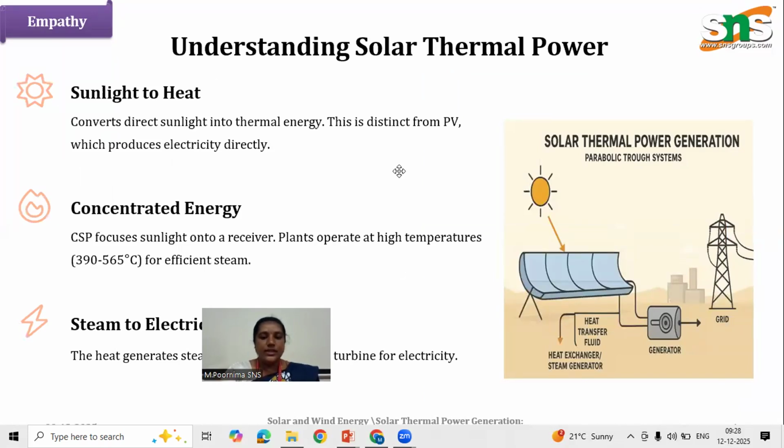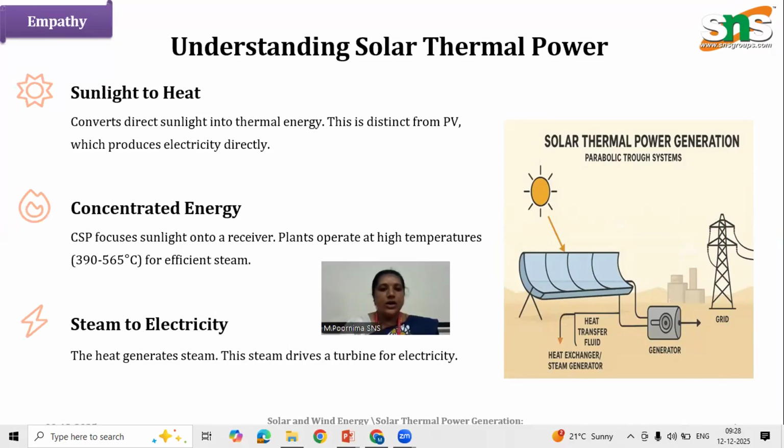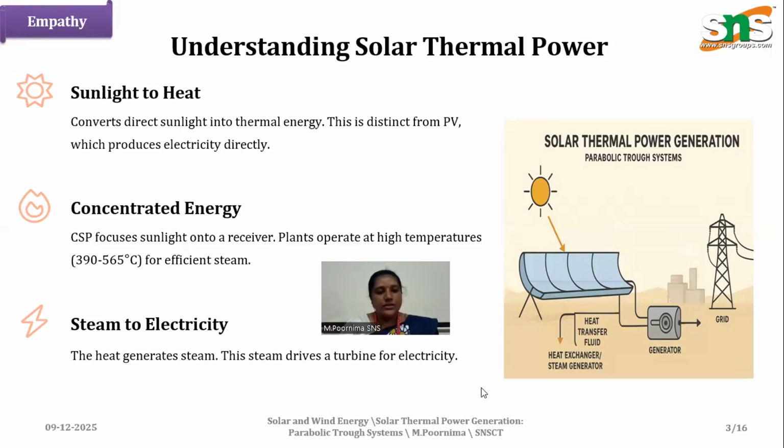Here comes the understanding of the process. Here, we are understanding what a solar thermal power plant is. We are dealing with three main parts. One is sunlight heat, which converts direct sunlight into thermal energy. This is different from PV. Here we can see sunlight heat, solar thermal power generation.